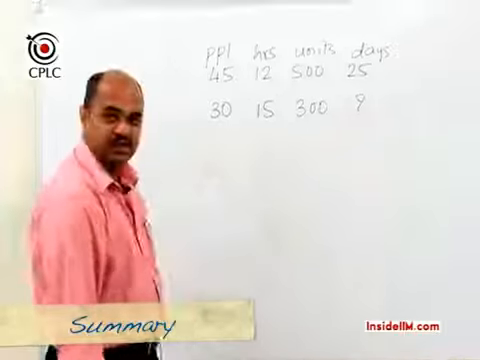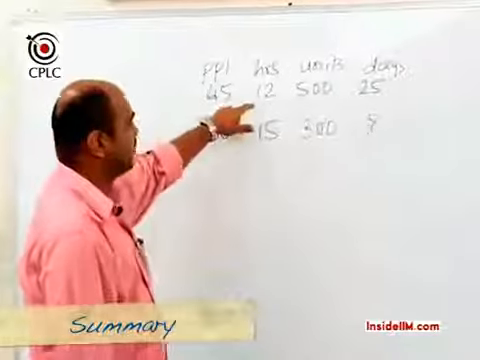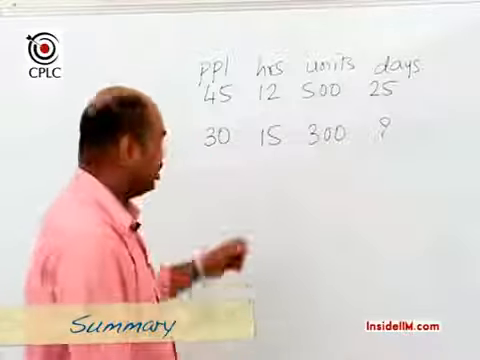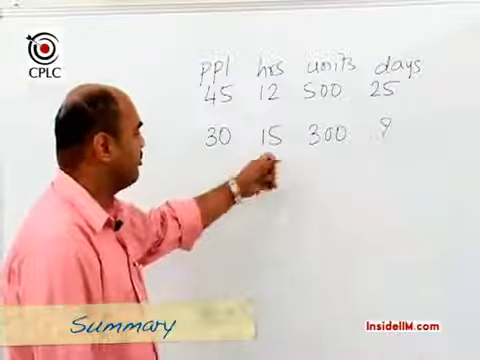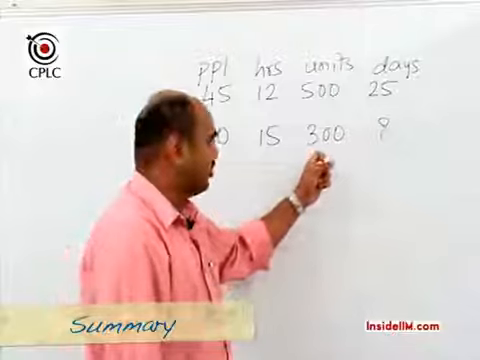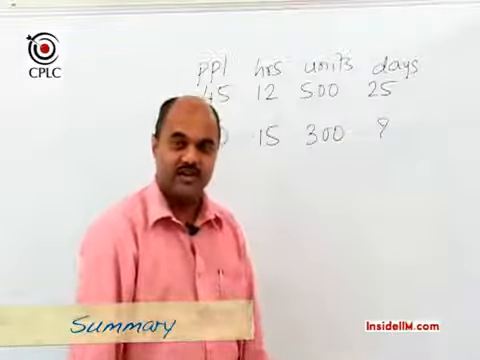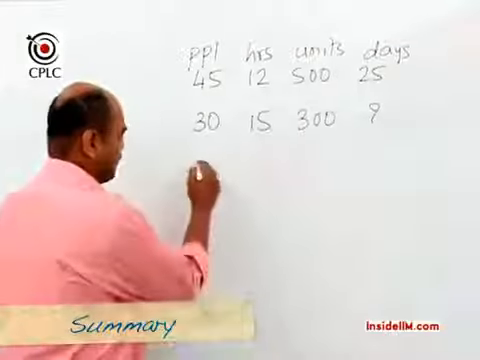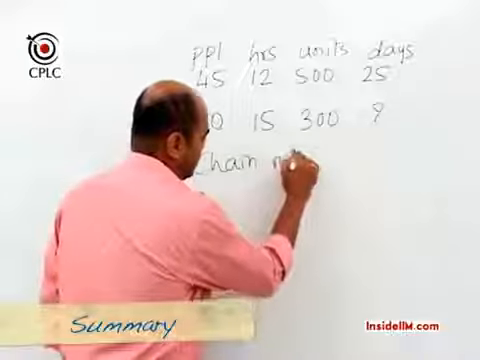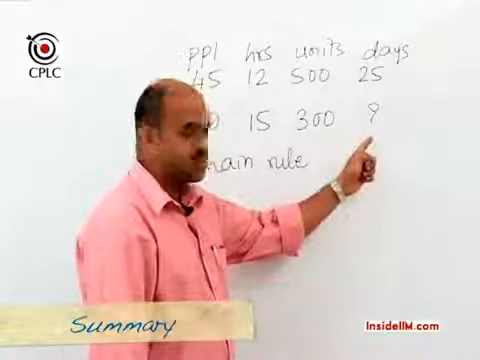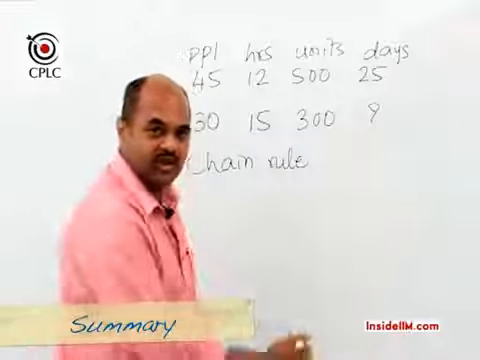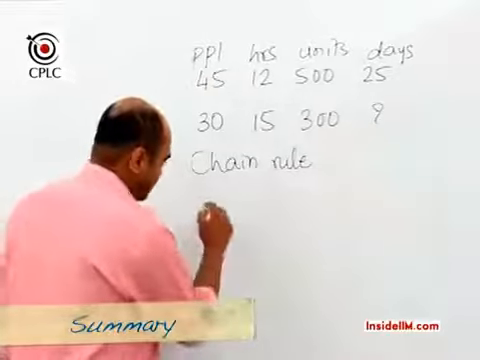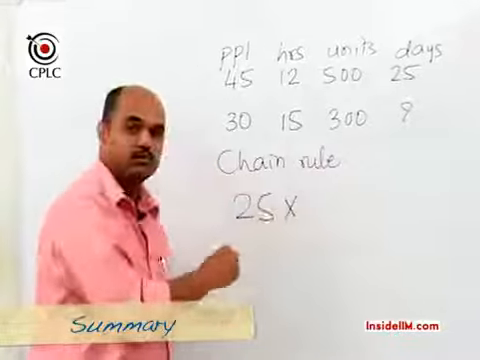We had looked at this example where we said 45 people working 12 hours a day can complete 500 units of work in 25 days. So if now we have 30 people working 15 hours a day, and if they are supposed to complete 300 units of work, how many days are required? We're going to make use of the concepts of variation here, and we're going to solve this problem using what is commonly known as the chain rule. The question asked is the number of days. So obviously the number of days that we need to find out would be related to the previous number of days that we have, and hence let's start with the number 25 and see how to move beyond that.